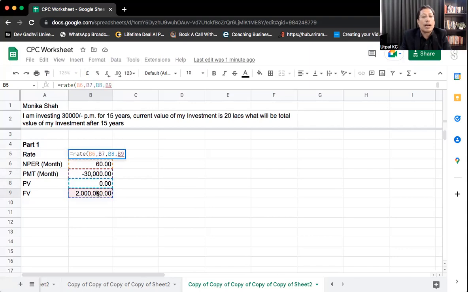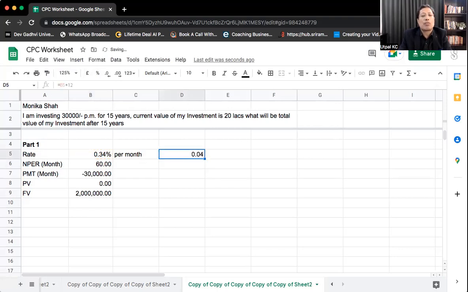You have got 20 lakhs, right? 20 lakhs, comma 1. So you have got 0.34% per month. So what is that annually? 0.34% into 12, somewhere around 4% a year. 4.08%. Okay, this is part 1.